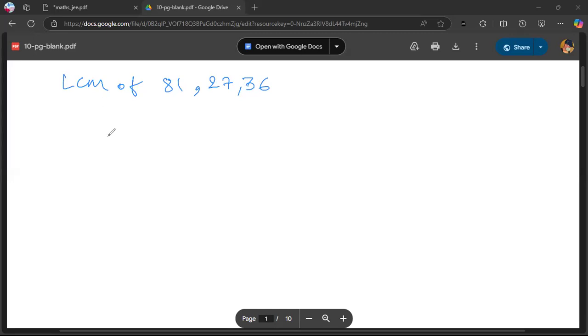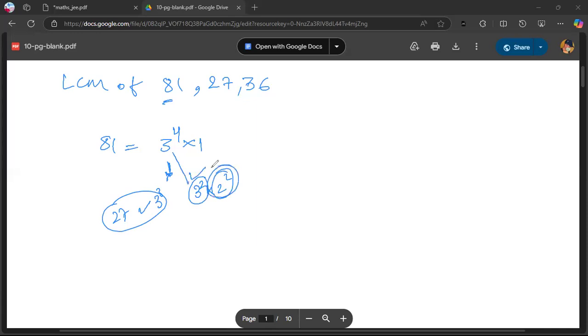It is 81. The prime factorization of 81 is 3 raised to power 4, 9 into 9. Now let's try finding 27 in it. 27 is 3 raised to power 3, so it is there. Now let's find 36. 36 is basically 9 into 4, that is 3 raised to power 2 into 2 raised to power 2. 3 raised to power 2 is there.